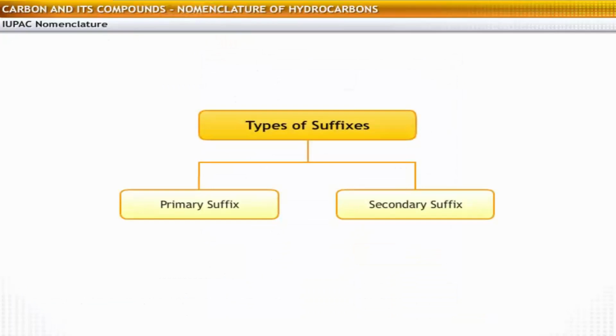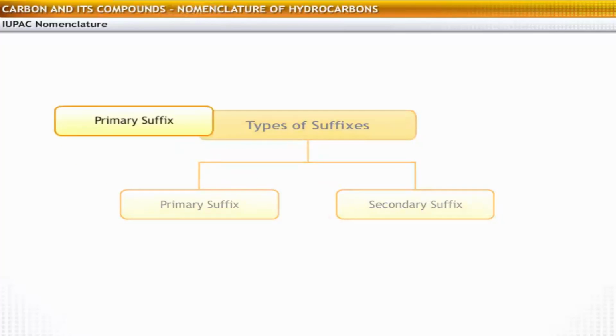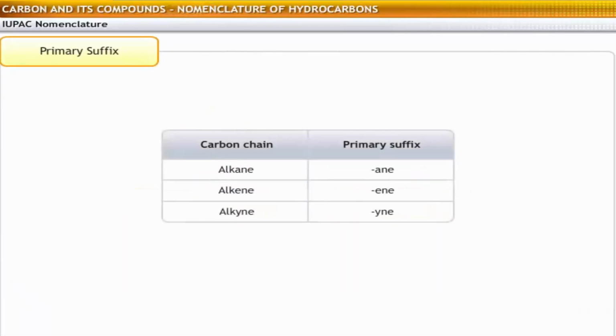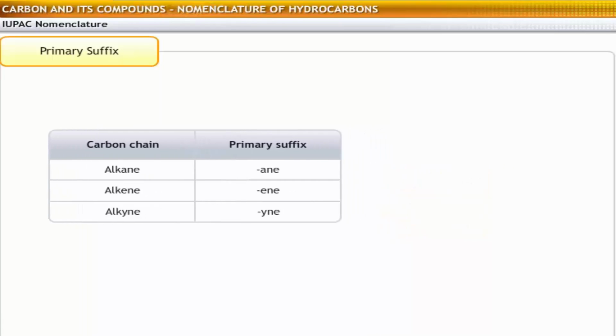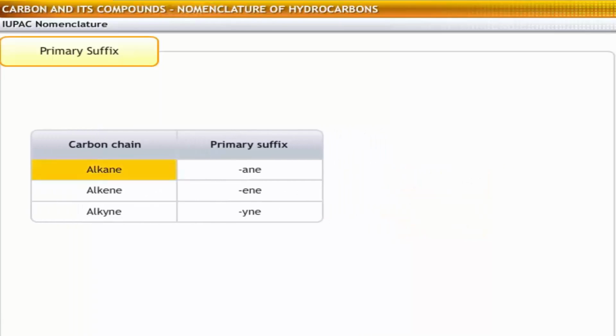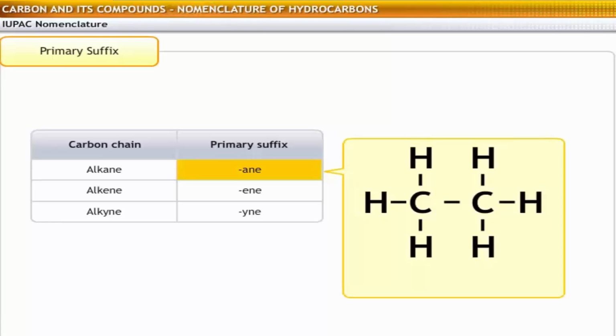The phrase which indicates the nature of a functional group in the molecule is called a suffix. There can be 2 types of suffixes, primary and secondary. A primary suffix is added to the root word to indicate saturation or unsaturation in the carbon chain. Hydrocarbons that contain double and triple bonds are known as unsaturated hydrocarbons. For saturated hydrocarbons, the primary suffix ane should be added.